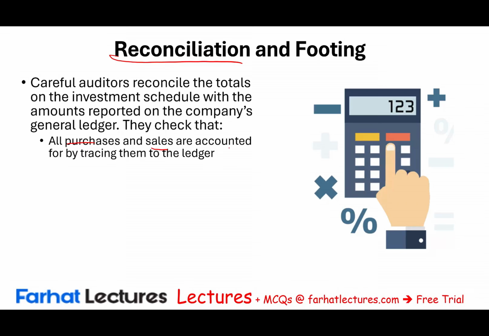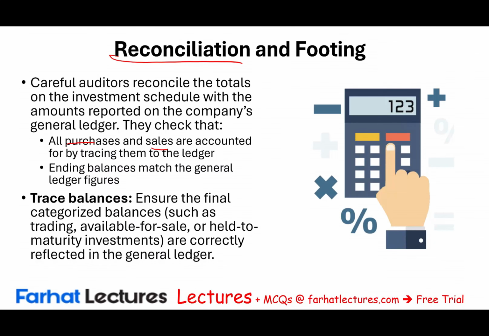All purchases and sales are accounted for by tracing them to the ledger. They have purchases, they have sales. Look if they exist in the ledger, make sure the figures are correct. Then you compute the ending balances and match the ending balance to the general ledger. Just basically a reconciliation. So ensure the final categories as well, such as trading securities, available for sale, and held to maturity, are properly reflected in the ledger. Because in the ledger, you could have three types of investments: trading versus available for sale versus HTM.